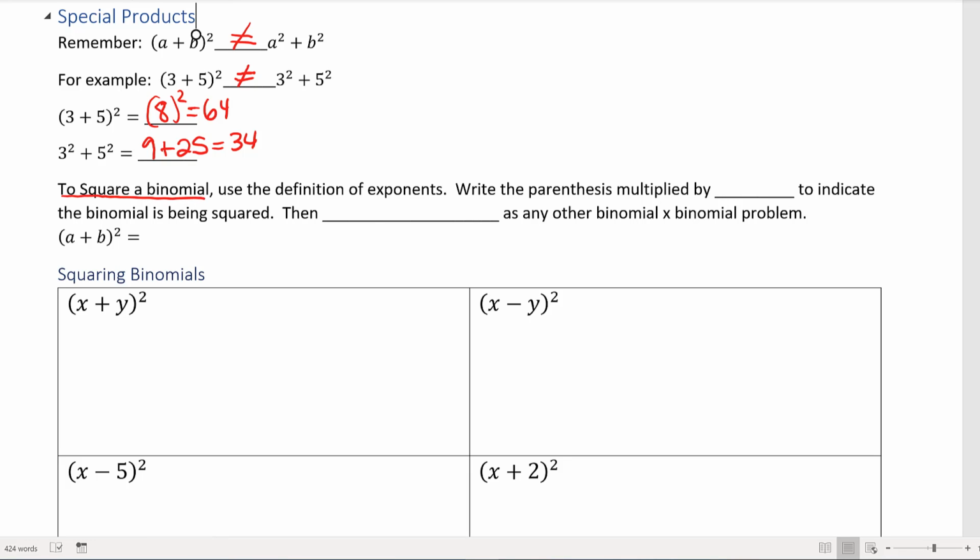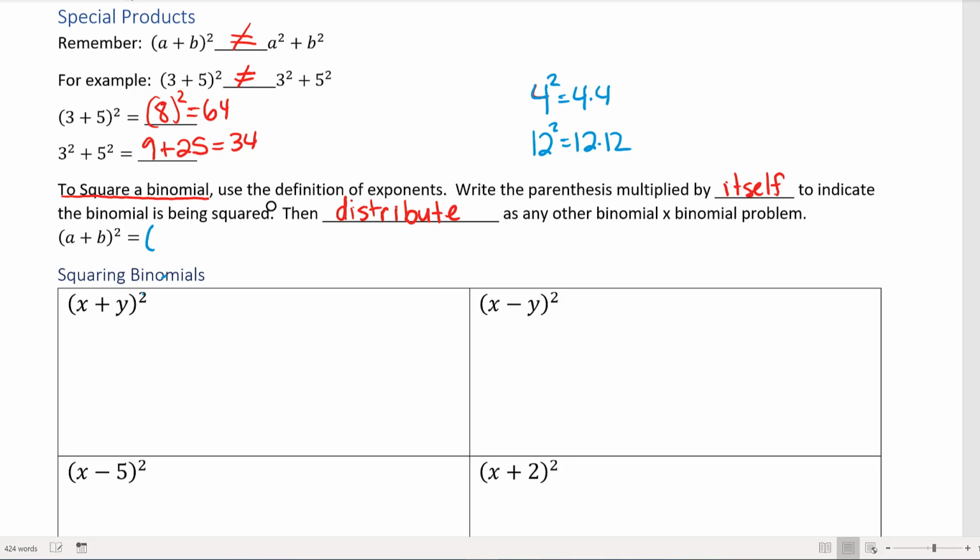So in order to square a binomial, we're going to use the definition of exponents. So I want you to write the parentheses multiplied by itself to indicate that binomial is being squared. Because what does squared mean? Multiply it by itself, right? Then I want you to distribute as any other binomial times binomial problem. Okay, so for example, 4 squared means 4 times itself, 4. 12 squared means 12 times 12.